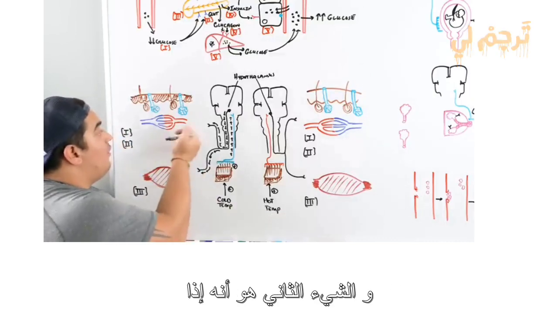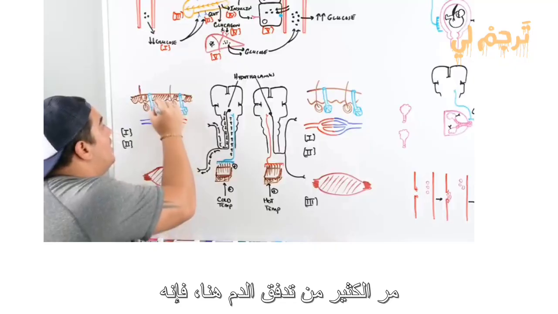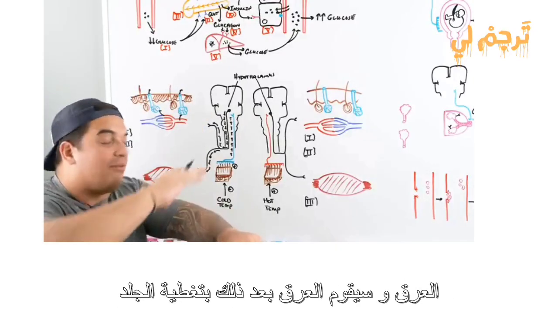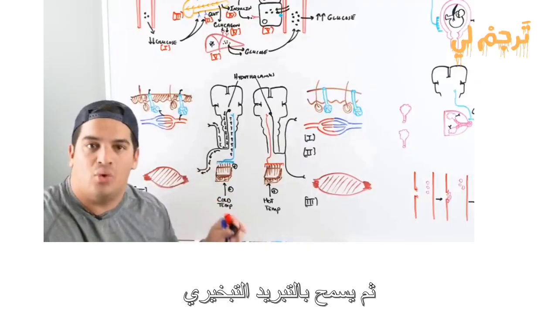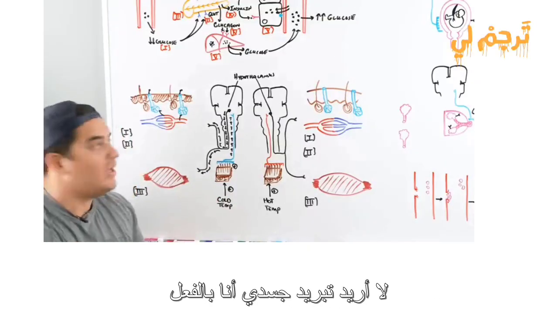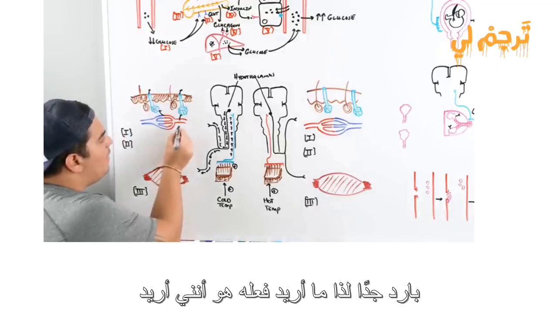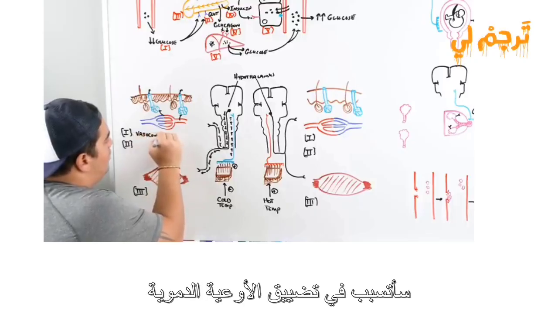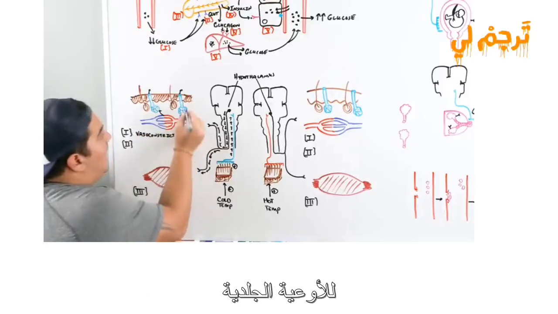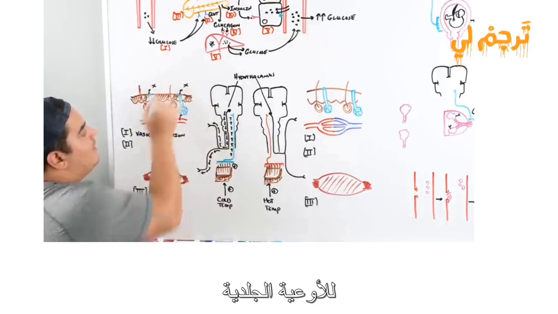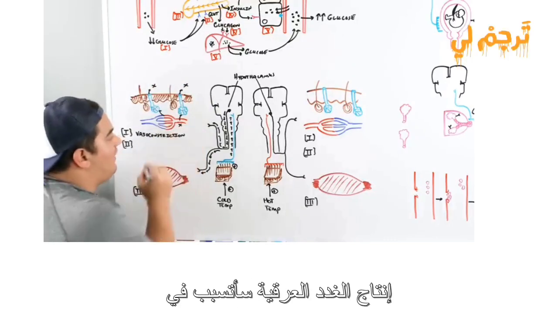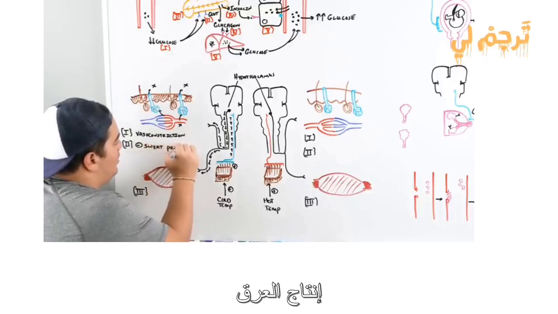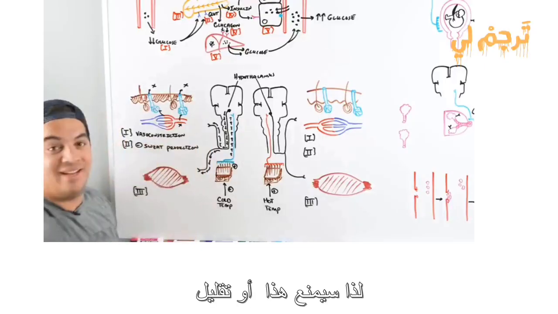Second thing is, if lots of blood flow go through here, it helps these glands to be able to make sweat. And sweat will then coat the skin and then allow for evaporative cooling. I don't want to cool my body. I'm already too cold. So what I want to do is vasoconstrict this vessel. So I'm going to cause vasoconstriction of the cutaneous vessels, and then I'm going to inhibit sweat gland production. I'm going to cause a vasoconstriction response, and I'm going to inhibit sweat production. So this will inhibit or reduce evaporative cooling.